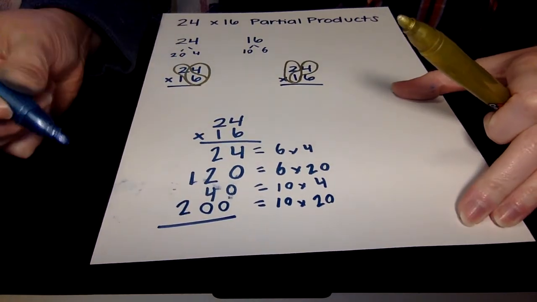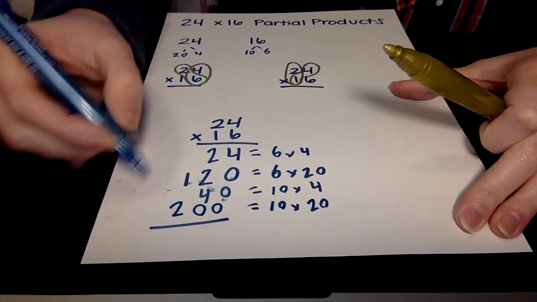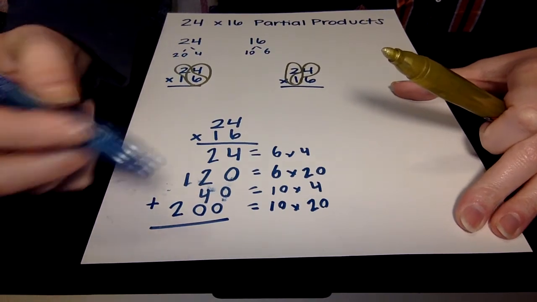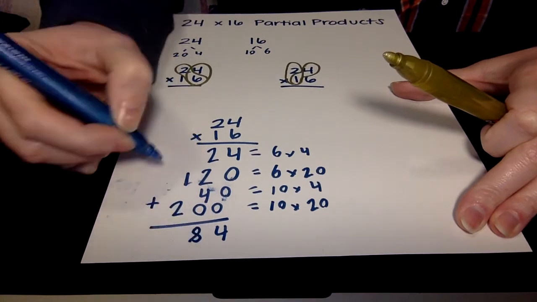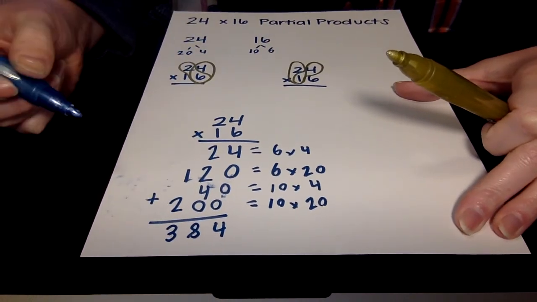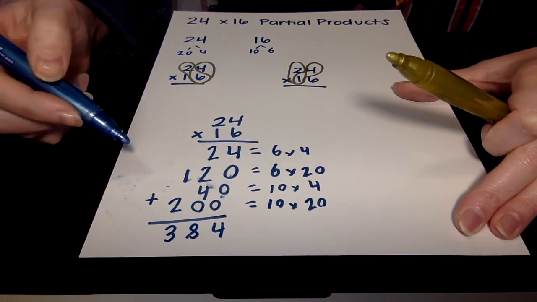My final step is to add all of these partial products together to get my final complete product. So I have 4, 2 plus 2 plus 4, and 1 plus 2. My final product of this equation is 384.